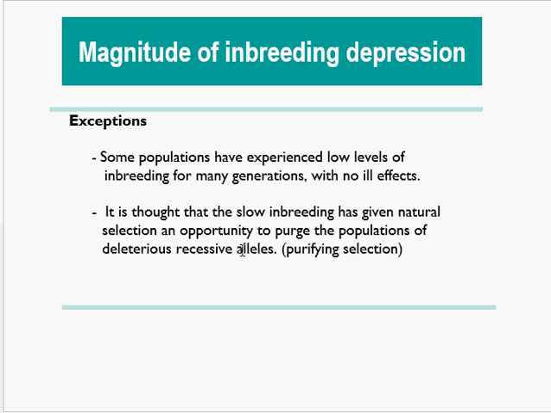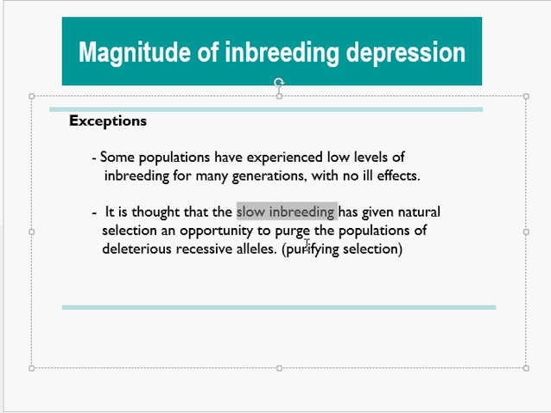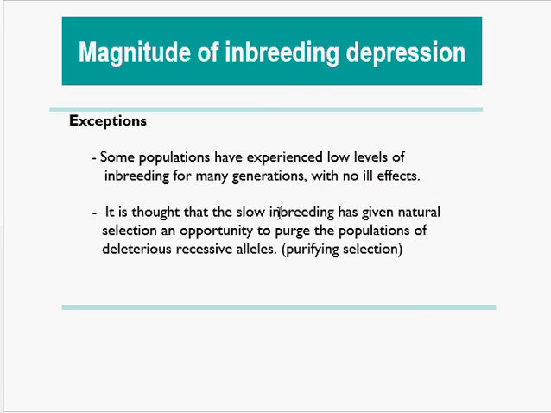So it's thought that slow inbreeding has given natural selection an opportunity to purge populations of deleterious recessive alleles. Now, the emphasis has to be on slow inbreeding. If the inbreeding is rapid and it's of a high rate within the population, then it's going to express all those deleterious effects which will lead to population decline. But if it's slow inbreeding and it's a small proportion of the overall breeding within a population, then it won't cause so many problems.